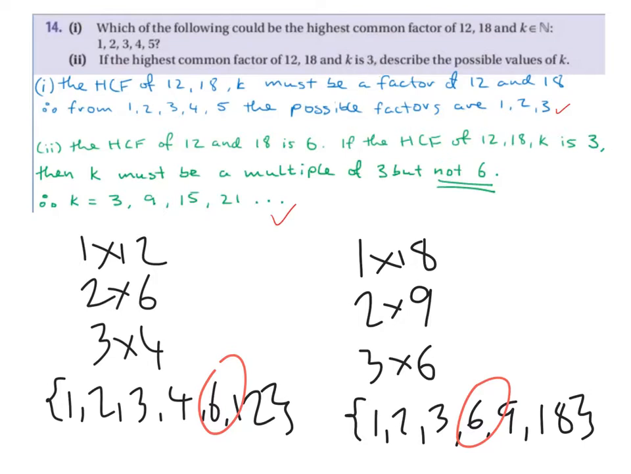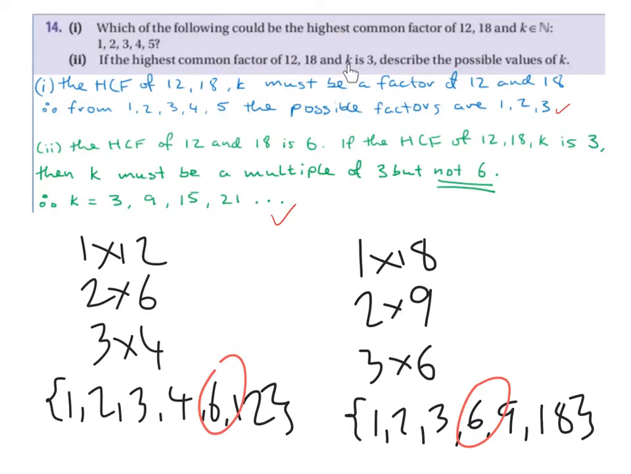And we're told in the question that it is not. It is 3. Since 6 is clearly the HCF of 12 and 18, k cannot be a multiple of 6, because otherwise the HCF wouldn't be 3. It would be 6. So k could be 3. 3 is a multiple of 3. So if k was actually 3, then indeed 3 would be the HCF of 12, 18 and k.